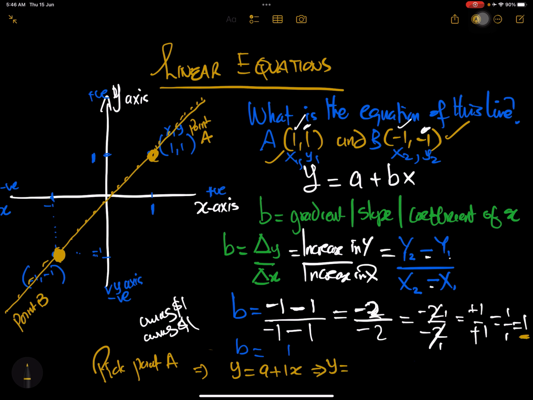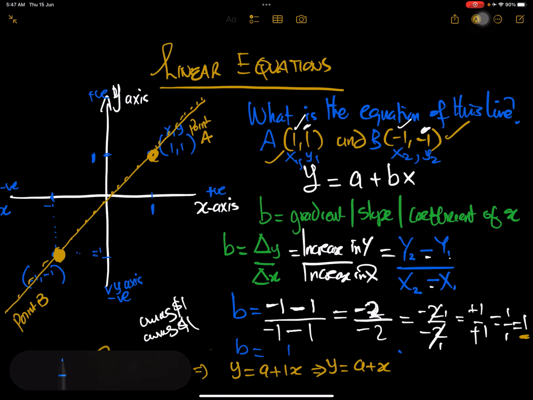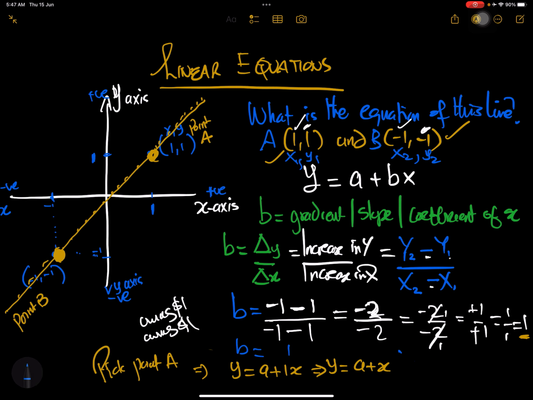Now we're going to plug in point A. So what is our point A? Our Y in point A is 1, and then the X is 1. So we're going to put in 1 and 1. So we're going to have 1 is equal to A plus 1. And it means that 1 minus 1, because this is going to go to this side. Once it's crossing the equal to sign, the sign here will change to negative. So it becomes 1 minus 1 is equal to A. 0 is equal to A. So therefore, our A is 0.